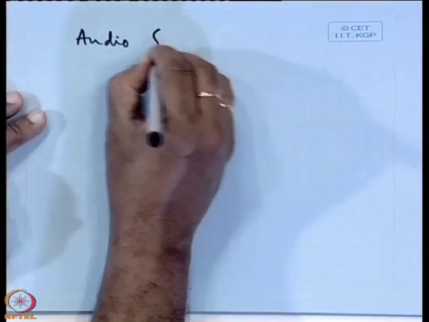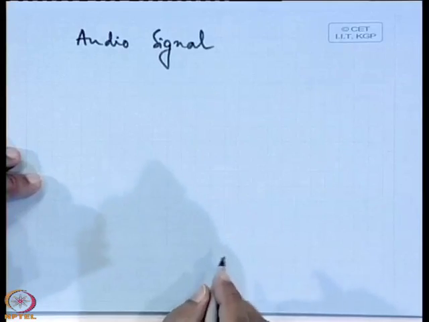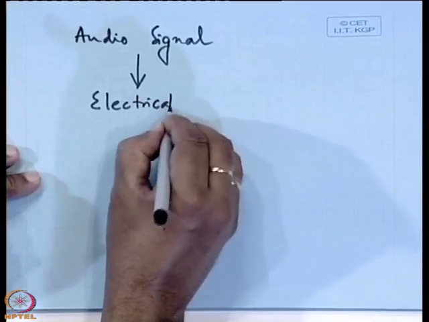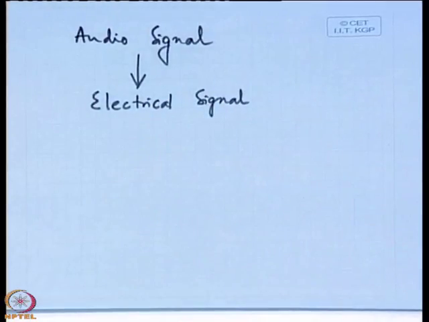Suppose you would like to talk to your friends in Delhi or in the US. What is the mechanism? You are telling something, and that audio signal is first converted into an electrical signal by means of a transducer. Can you name which transducer is used in this case? Microphone. A microphone is a transducer which is used to convert the audio signal into an electrical signal.